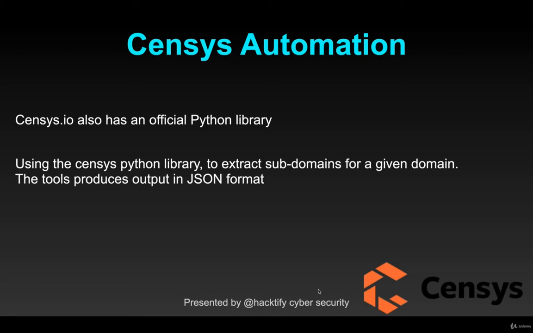Hello everyone. So in this video, we are going to see the Censys automation. We have already seen how you can identify the domains and subdomains using the certificate search from the website, that was the GUI. Now, from your command line itself, from the terminal, you can identify the subdomains for a particular target. For that, Censys.io has an official Python library that you can install. And using the Censys Python library, we can extract subdomains for a given domain or a given target.